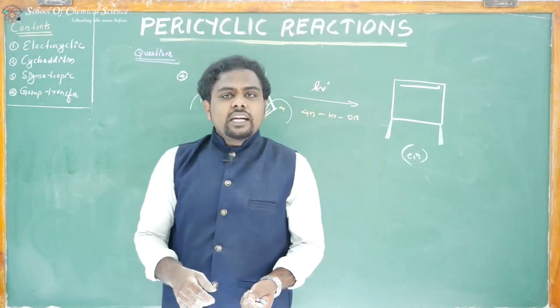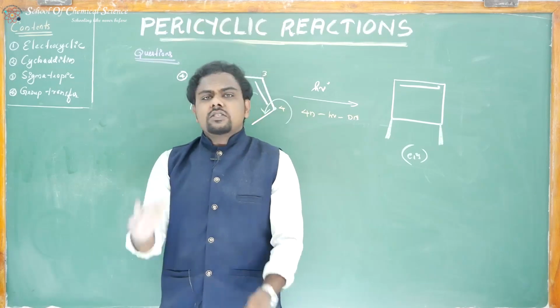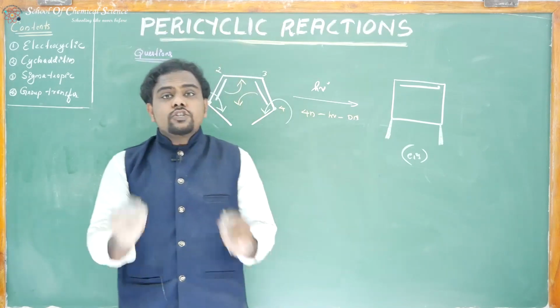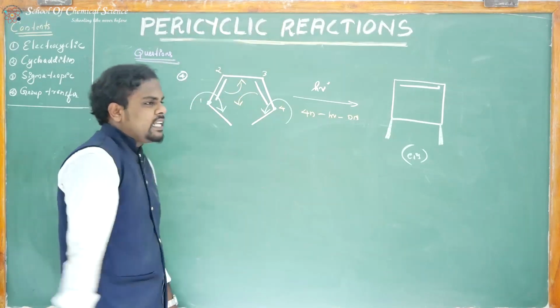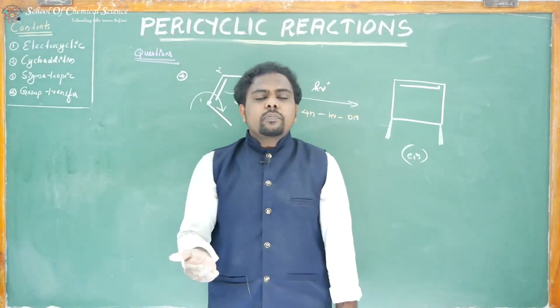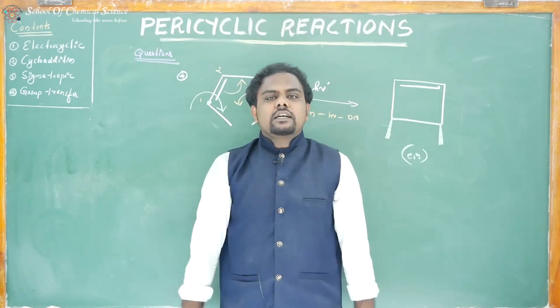But whether it is cis, by conrotation or disrotation, we have a short trick. We have a short trick without this type of rotation and any other thing, to predict the stereochemistry of any reaction. I will explain that in the next lecture.